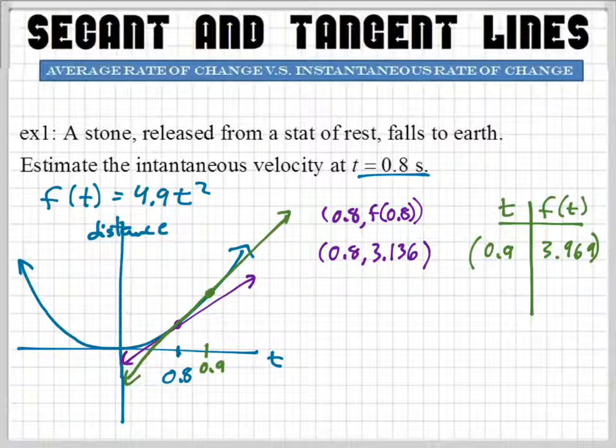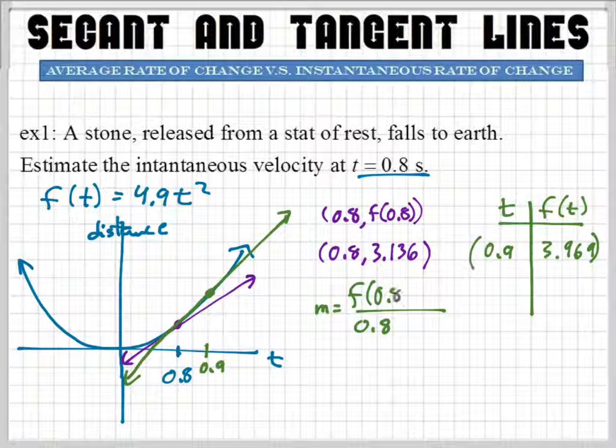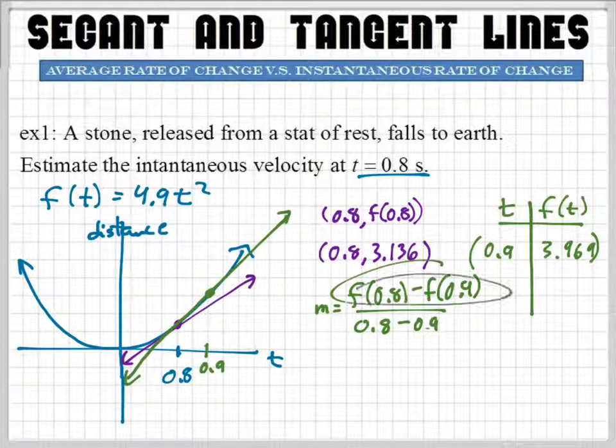I'm going to write it out with function notation. My x value for the first one is 0.8. My y value is f of 0.8. I'm going to subtract the x value on the bottom, which is 0.9, and the y value on top, which is f of 0.9. Some of you might be wondering why I'm writing the f instead of the y. I'm just trying to show you another way to write it.